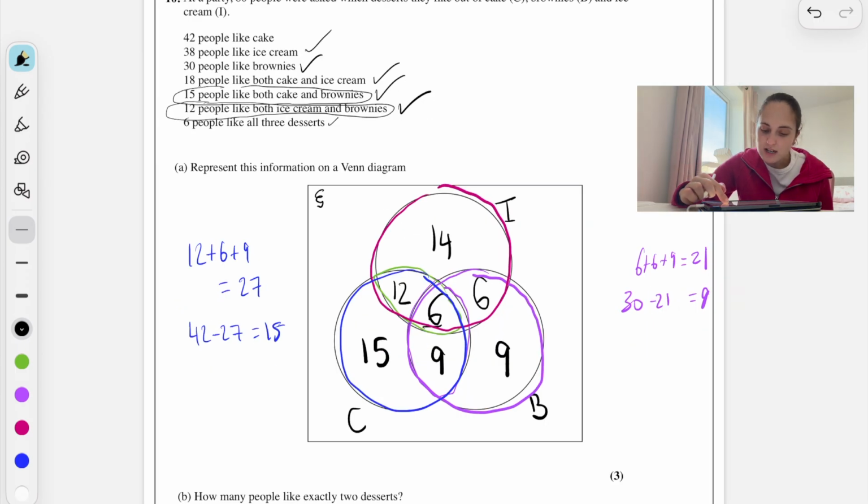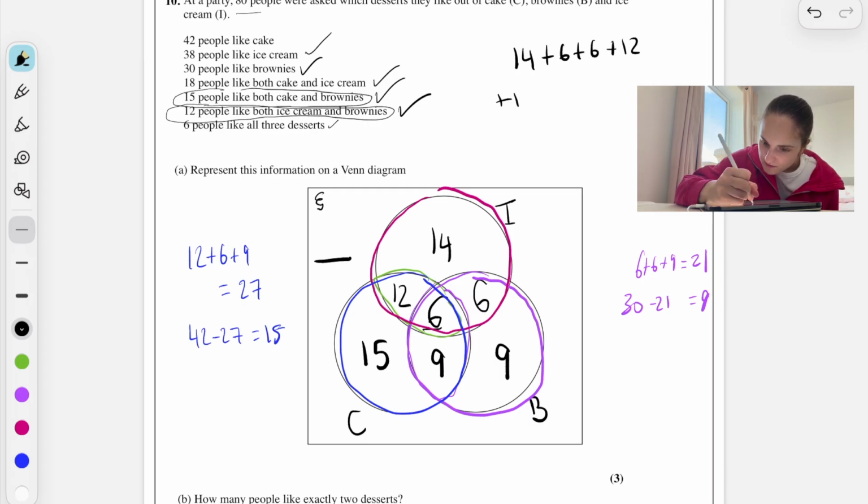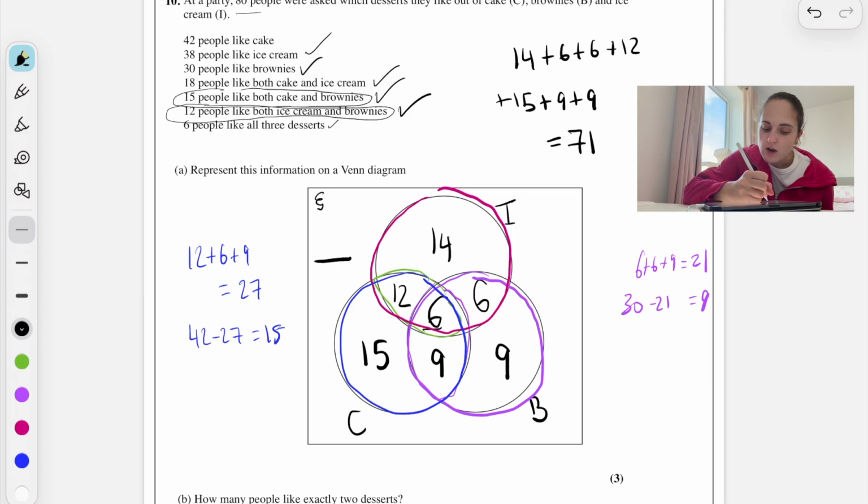So I'm nearly finished, so now I just need to know how many people are on the outside. What we need to do is count up all of the numbers so far in the Venn diagram and subtract it from 80. So I'm going to do 14 plus 6 plus 6 plus 12 plus 15 plus 9 plus 9. If I add that all up, I get 71. So that means that there's 9 people left. So 9 people go on the outside.